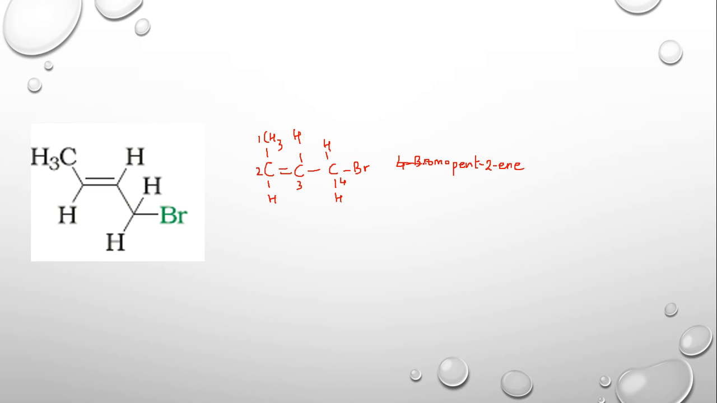Sorry, it is not pent. It contains 4 carbon atoms, so it is going to be but. So it is going to be 4-bromo and but-2-ene. Or it can be written as 4-bromo-2-butene. Both are correct.